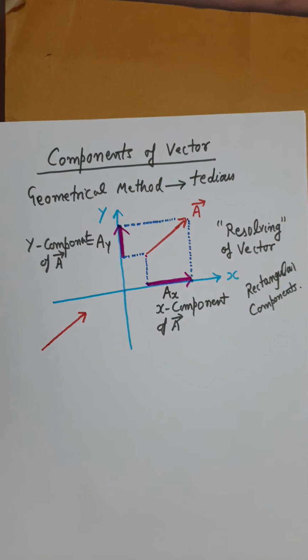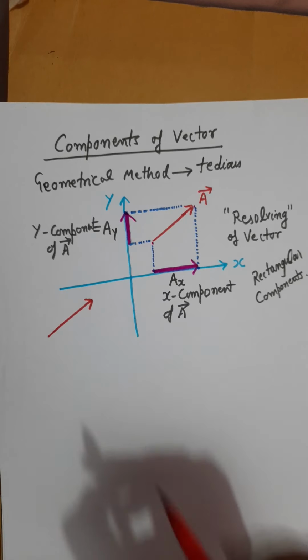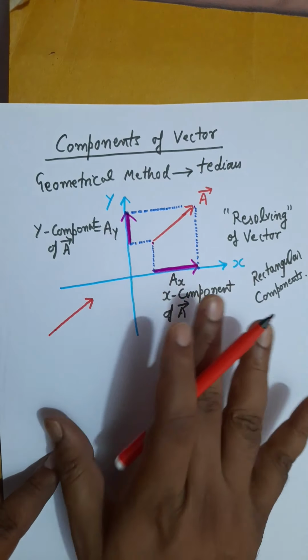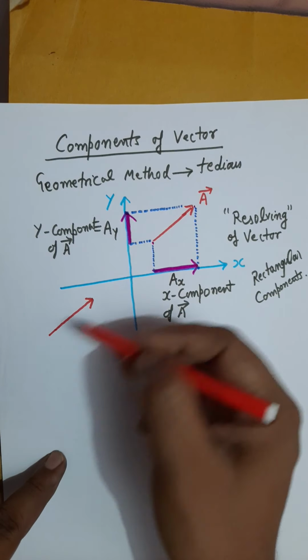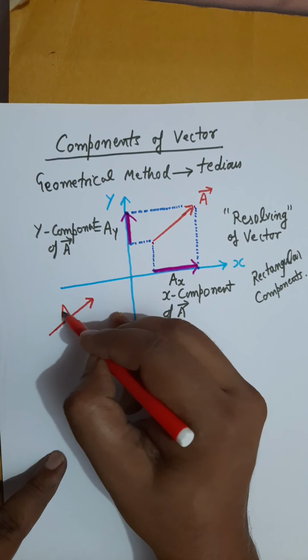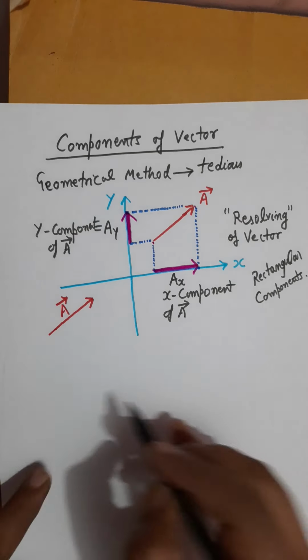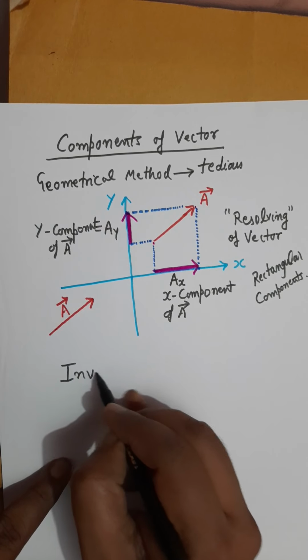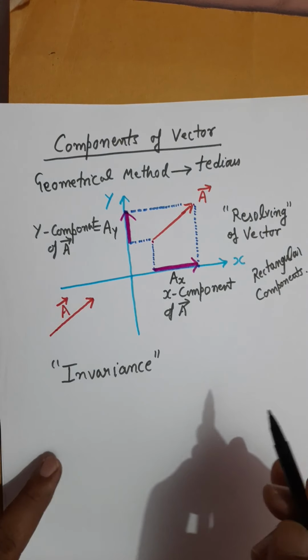Physics says that if you slide the vector without any rotation, the vector remains as it is. It does not change. So when you slide the vector on this paper or anywhere without rotating, this vector is still the same vector. The vector does not change by sliding it without any rotation. And this nature of vector is called the invariance property.